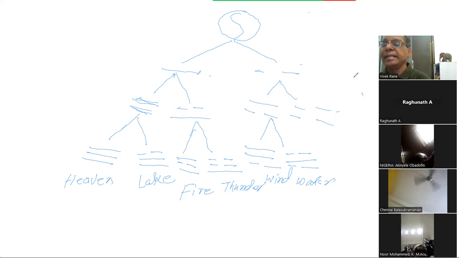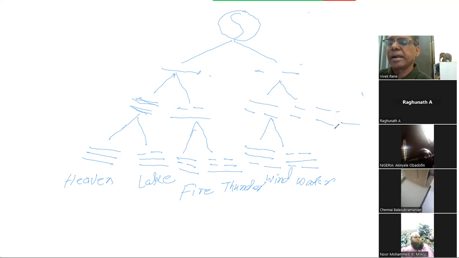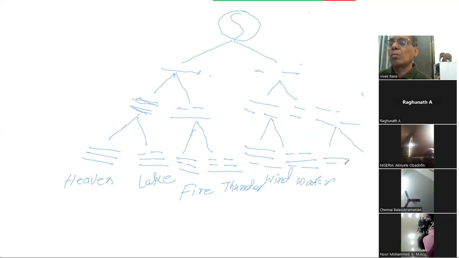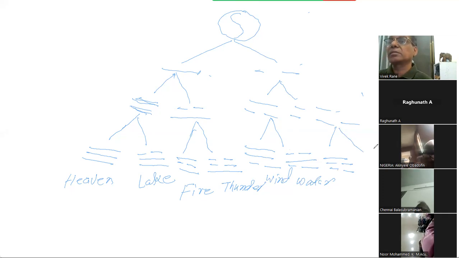Then greater yin. Greater yin again divided into two parts. This is the mountain. And last, it is the earth.